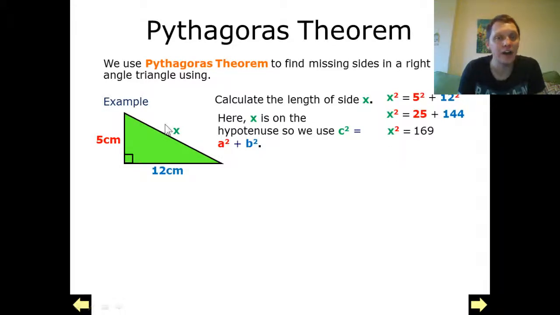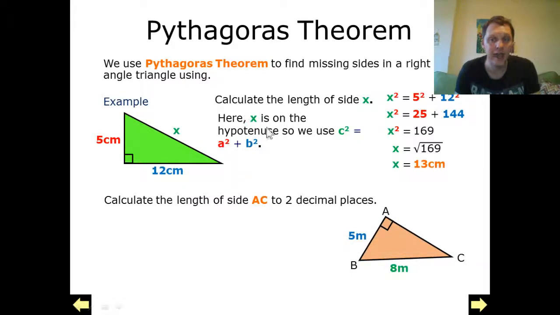Now I'm looking for the value of x. Obviously at the moment I've got the value of x squared. So to get this, I'm going to square root both sides of my equation. Square rooting both sides, x equals 13 centimeters. And that's this solved. Just showing another example where now I'm looking to try and find my length AC.